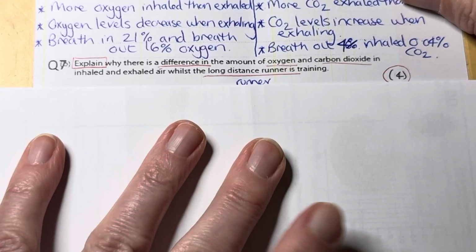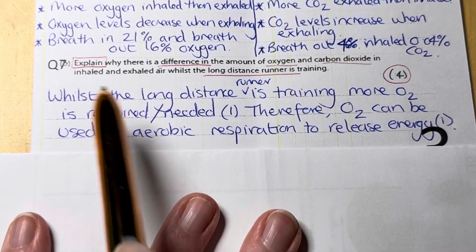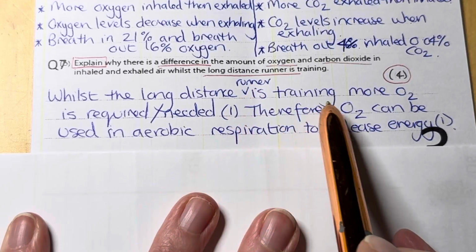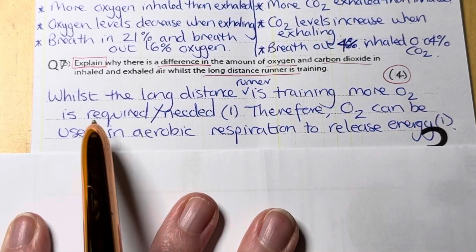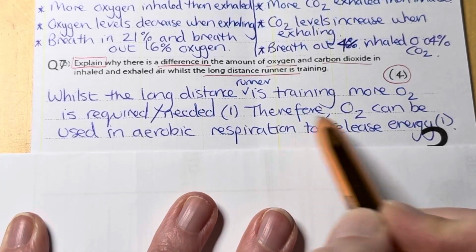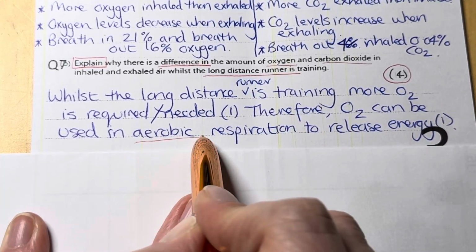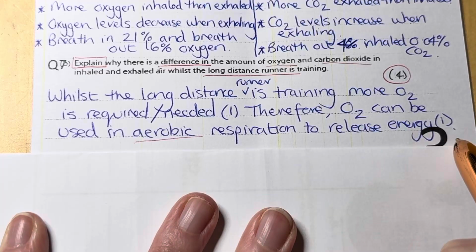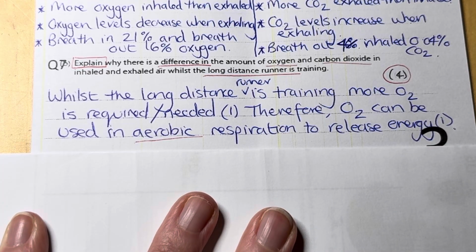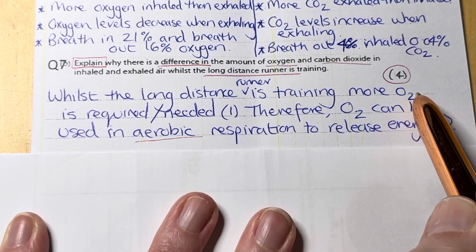So if we look at oxygen first, okay. Whilst the long distance runner is training, more oxygen is required or needed. Therefore, oxygen can be used in aerobic respiration to release energy. So we know that glucose plus oxygen equals energy, and that's why there is more oxygen needed.